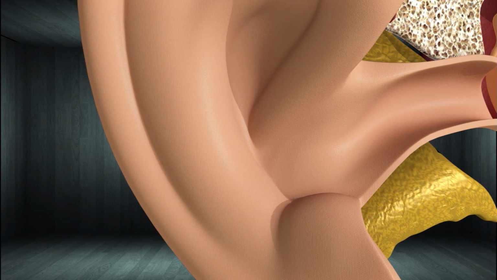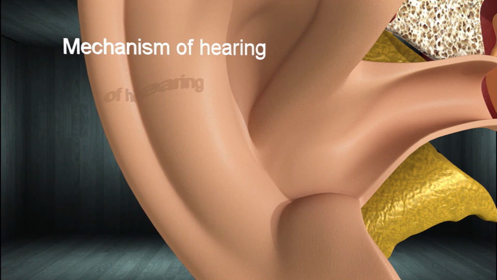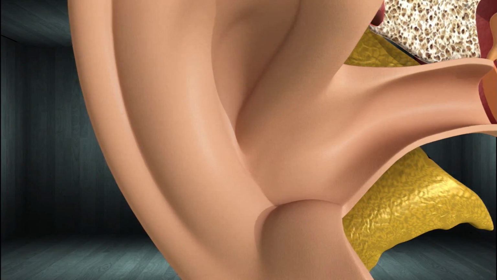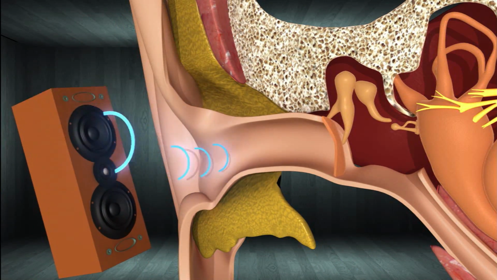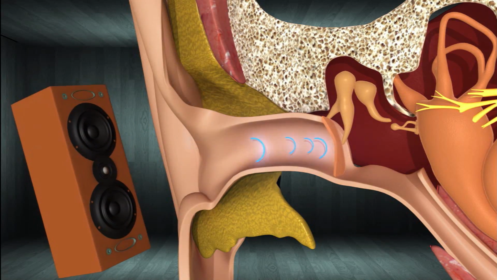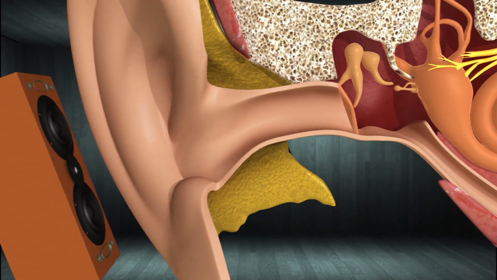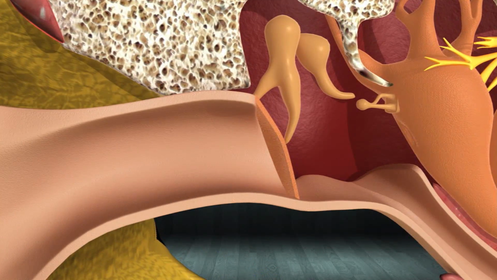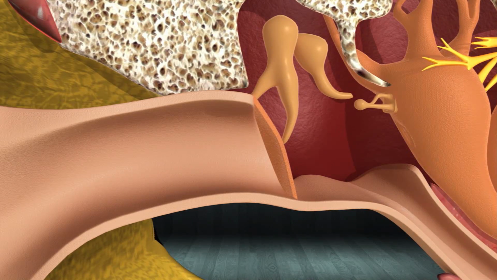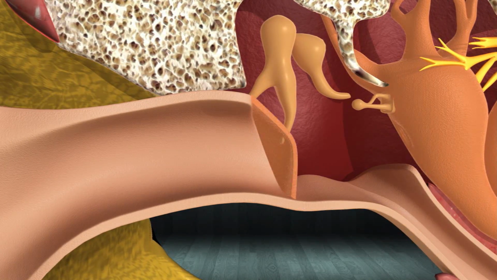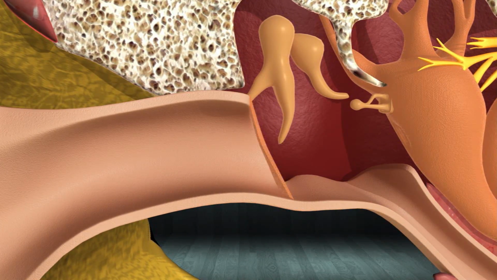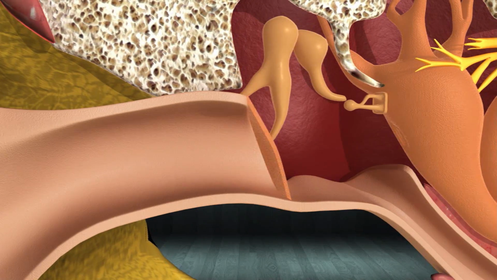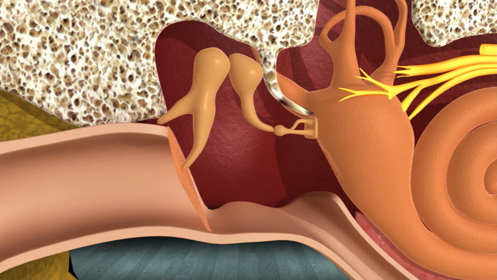Okay, now let's travel through the ear and learn the mechanism of hearing. Initially, the sound waves enter the external auditory meatus. Then, it passes through the external auditory canal and falls on the tympanic membrane. This causes the tympanic membrane to vibrate. These vibrations are then transmitted to the middle ear.